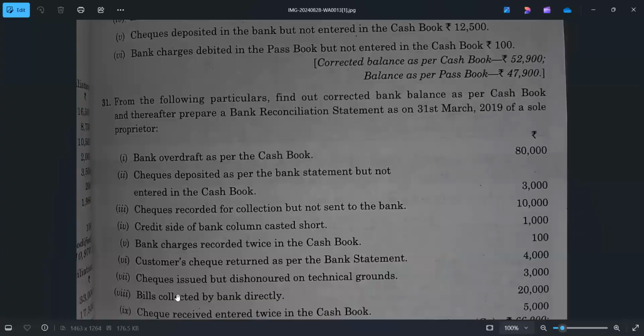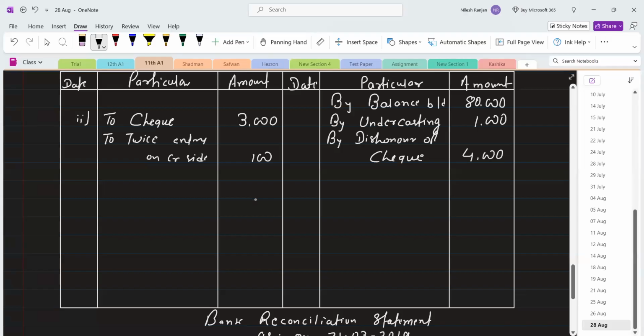After that, there is check issued but dishonored on technical grounds, 3,000. So we have debited it in our book, but it is not withdrawn. It is already recorded in passbook, but not recorded in cash book. So we will write here, to check dishonored. How much is it? 3,000.